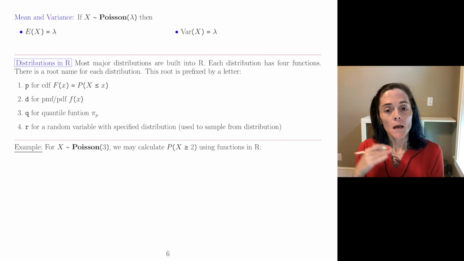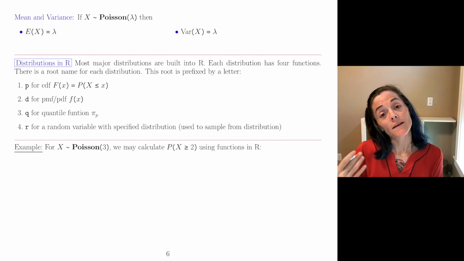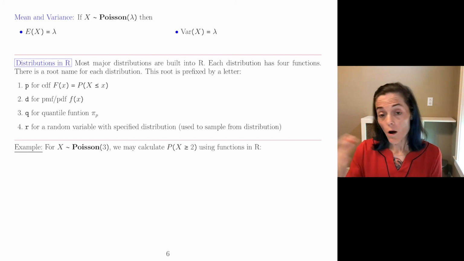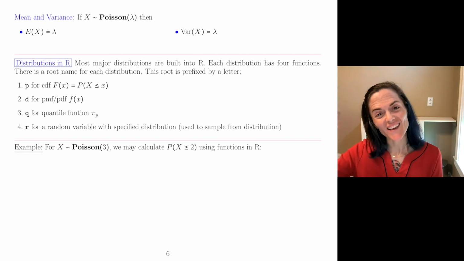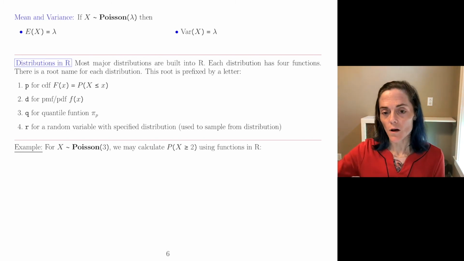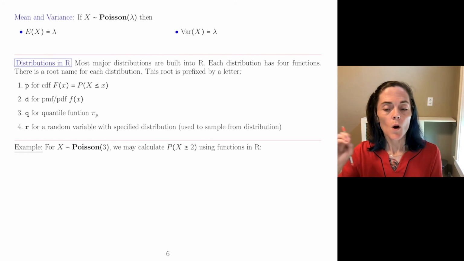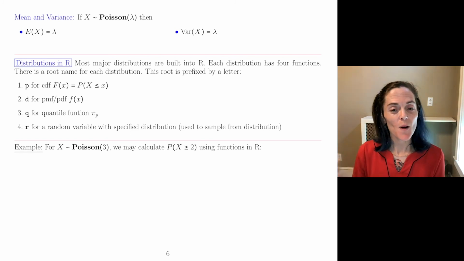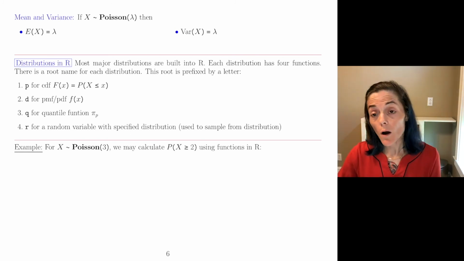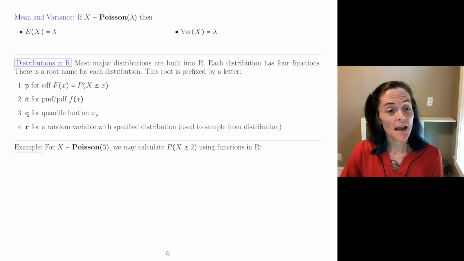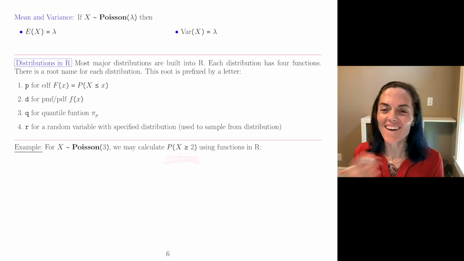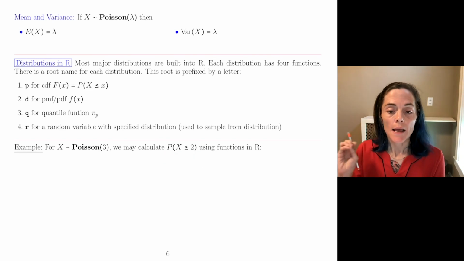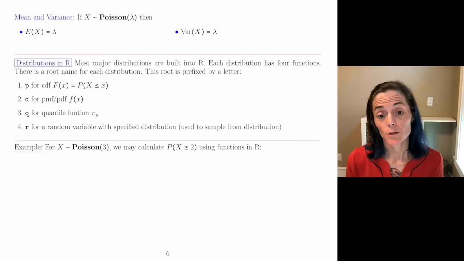Okay, some remarks here. The mean and variance for Poisson distribution are all the same. It is both just lambda. The expected value is lambda, and the variance is also lambda. What I want to do is spend a few moments talking about distributions in R, and then I will show you how you can calculate this. This particular quantity we calculated on our worksheet, but I'll show you how you could use R to do so.